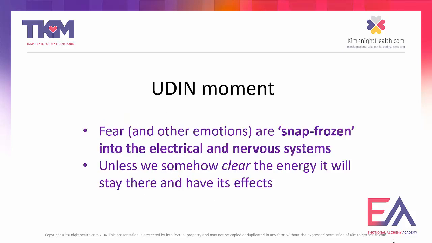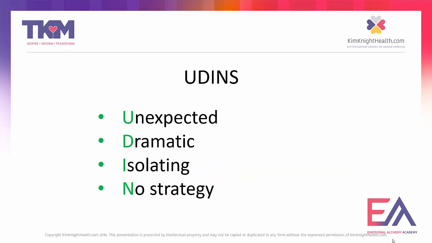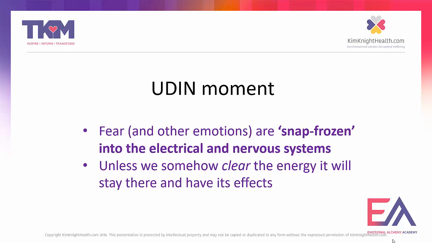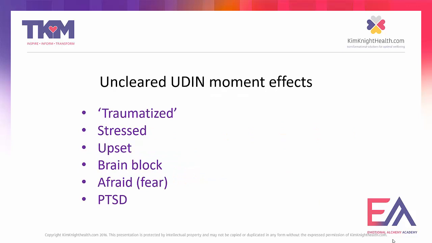Now, when a UDIN moment happens, fear and possibly other emotions are automatically triggered within the system, but they get snap frozen into the electrical and nervous systems, because at the time of the UDIN moment, which is unexpected, dramatic, isolating with no strategy in that moment, there is no way of dealing with the situation. And so the energy that is triggered, the fear and other emotions, are snap frozen into the system. And unless we somehow clear this energy, it will stay there and it will have its effects. And some of these effects include, for example, feeling traumatized, feeling stressed, feeling upset, the brain not working well, stuck in fear, and then maybe leading to things like post-traumatic stress disorder.